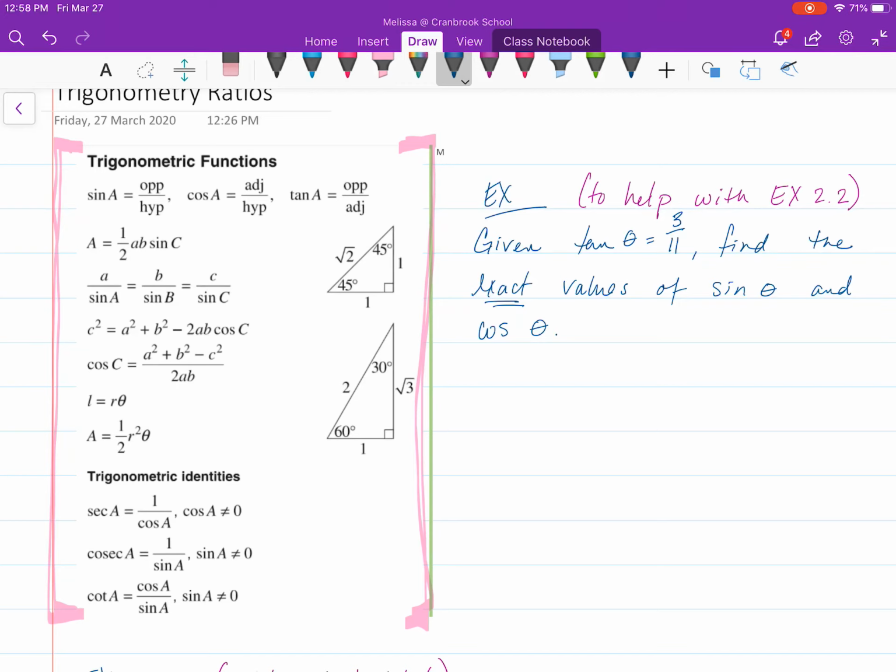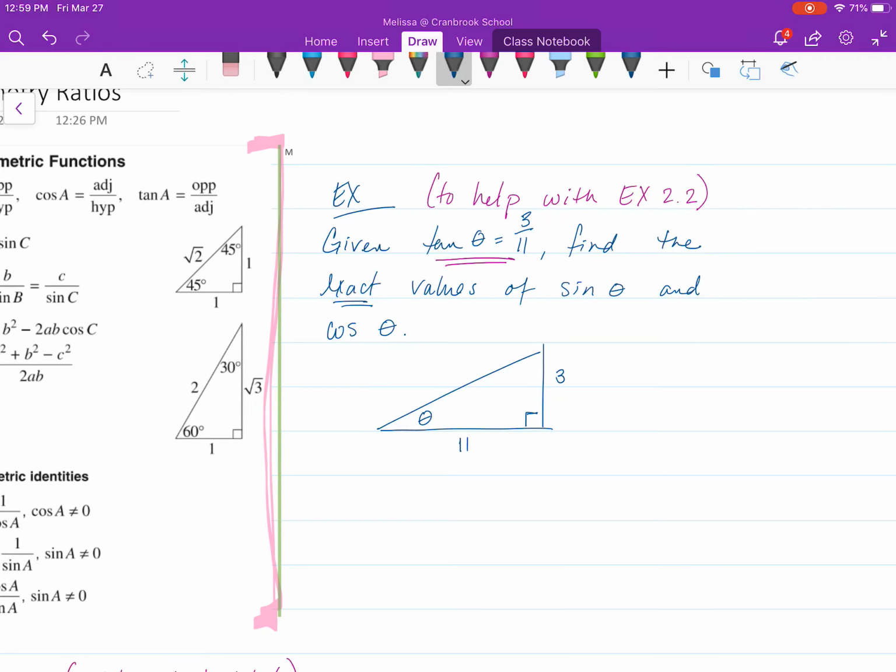So the first example is when you're given a trig ratio. Say for instance here I'm given that tan theta is equal to 3 on 11. I'm asked to find the exact values of sine theta and cosine theta. I don't actually have to calculate that angle measurement. I just need to recognize that in a right triangle, where I call this angle right there theta, because I have tan theta equals 3 on 11, they're telling me in that ratio that my opposite side from your angle is 3, your adjacent side is 11, and using Pythagoras, I can find my hypotenuse.